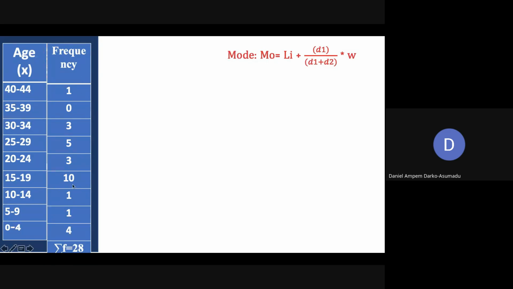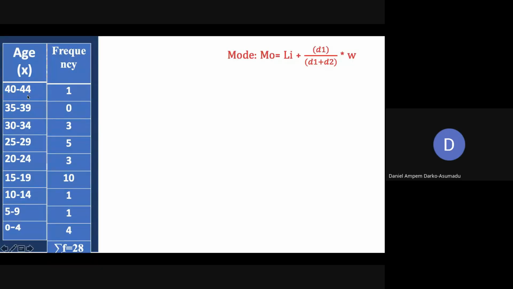When you go through this one, the frequency, which one is the most occurring frequency here? The most occurring, that is the highest. That is 10. That is 15 to 19. Yes. And that is 10. Yes, sir.